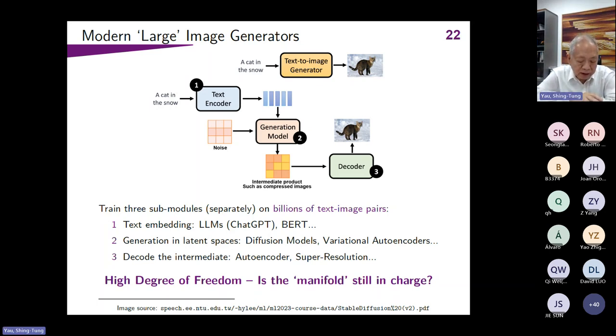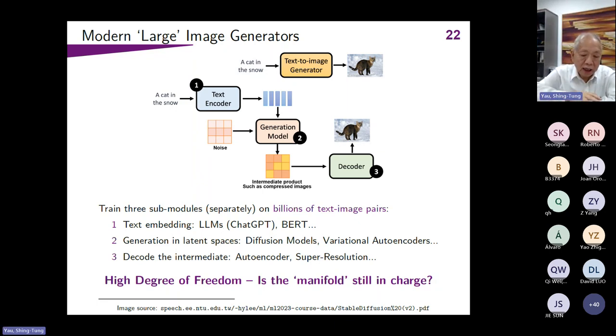In the image, the upper part is an illustration of a classical text-to-image generator, and the lower part is an illustration of a modern large image generator, which has three separate parts. They train three submodels, or modules, on billions of text-image pairs. The first is text embedding, using LLMs such as ChatGPT. The second part is generation in latent spaces, with diffusion models and variational autoencoders. The third part decodes the intermediate output with an autoencoder, super resolution, etc.